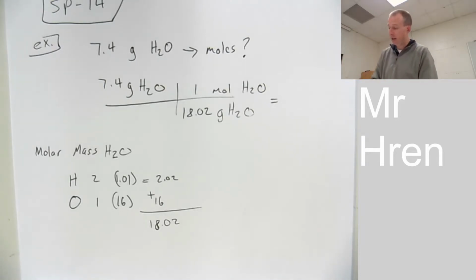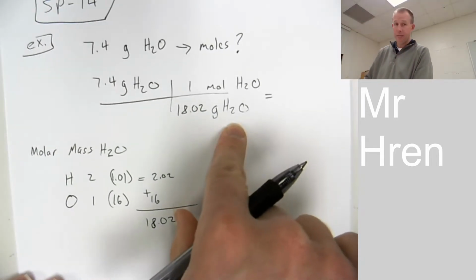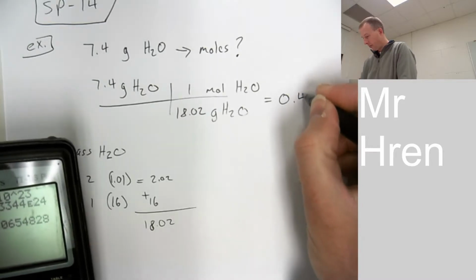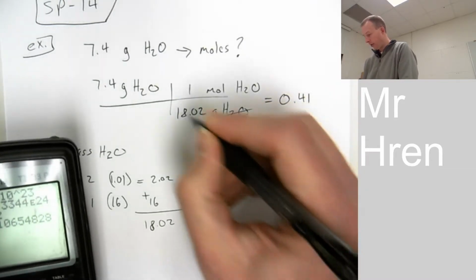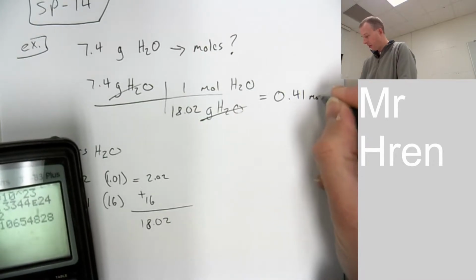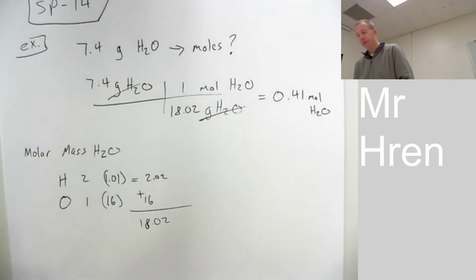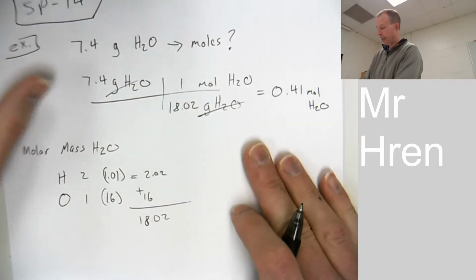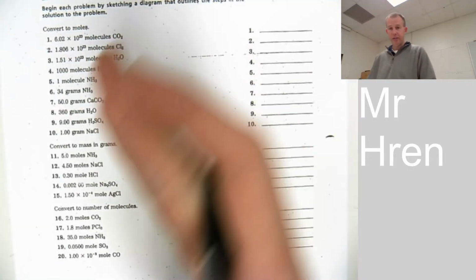So this is the same thing that we did. The only difference is that now instead of it being an element, it's a compound. So I'm going to do 7.4 divided by 18, and you get 0.41 moles of H2O. Same idea: you're now taking these molar mass values and using them instead of just the single periodic table values. That's the big difference.